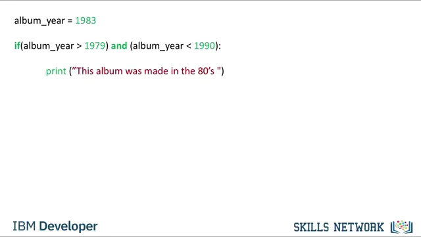The following lines of code will print out: This album was made in the 80s if the variable album year is between 1980 and 1989. Let's see what happens when we set the album year to 1983.